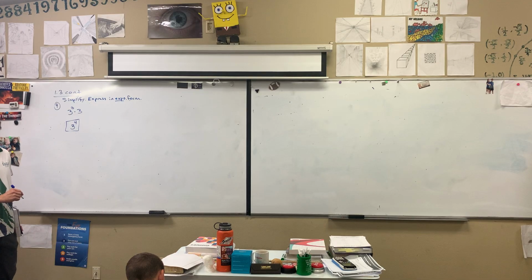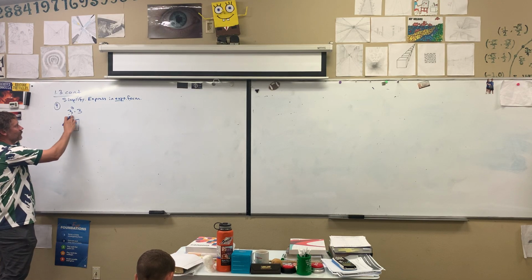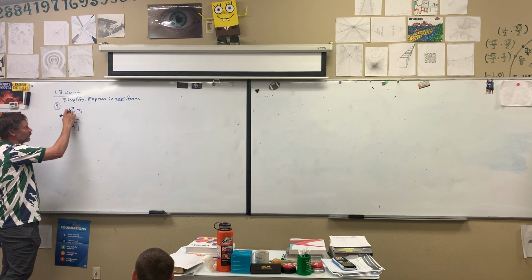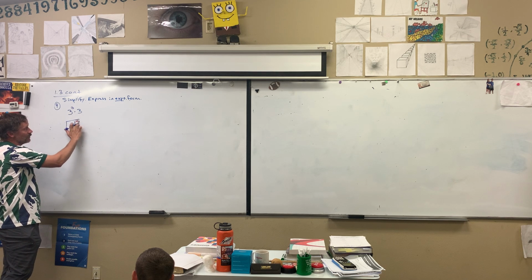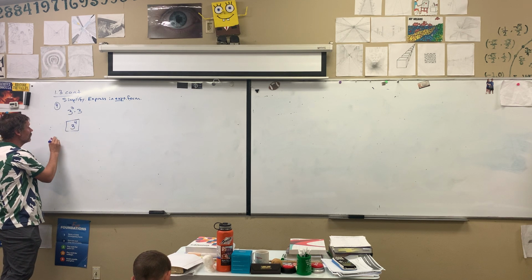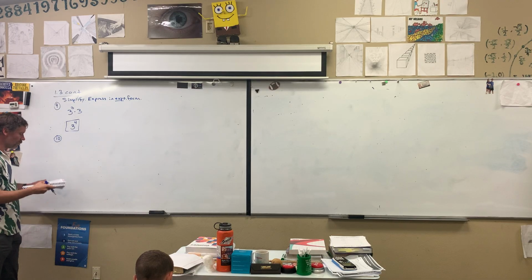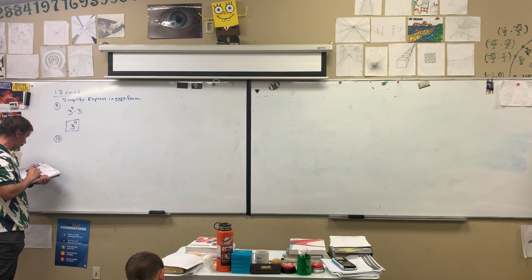The error comes when people usually say 3 times 3 is 9, and they'll have 9 to the 3rd or 9 to the 4th. But you don't mess with the base when you're messing with the exponents like that. Okay, so make sure you leave the base as 3 in that case.